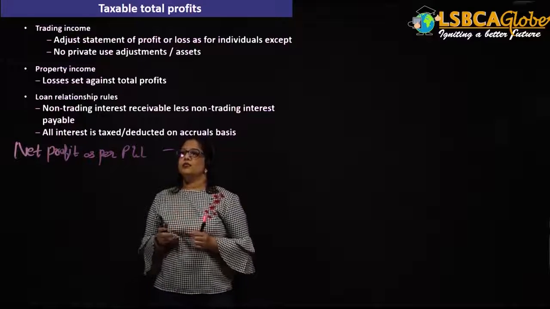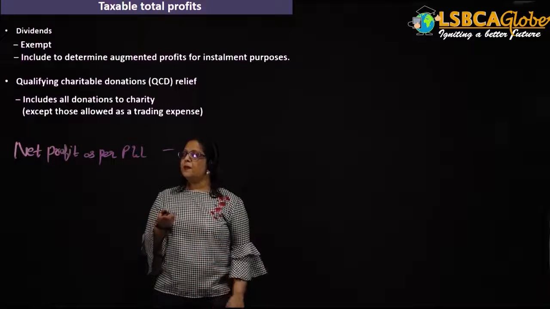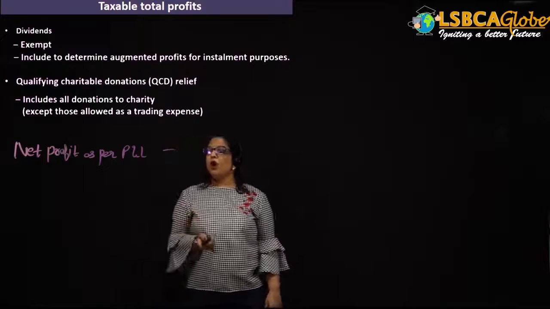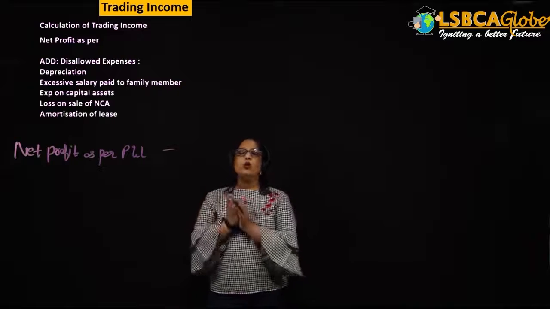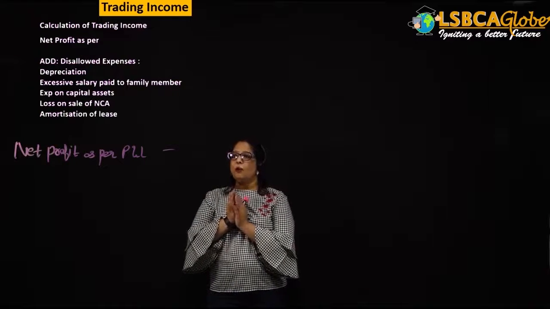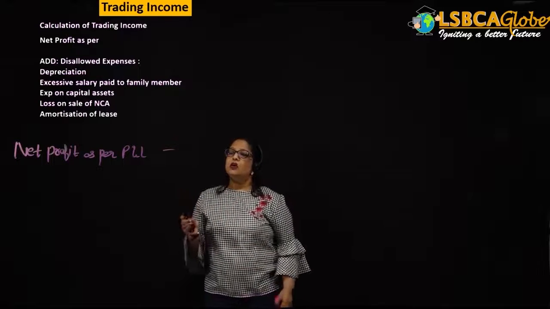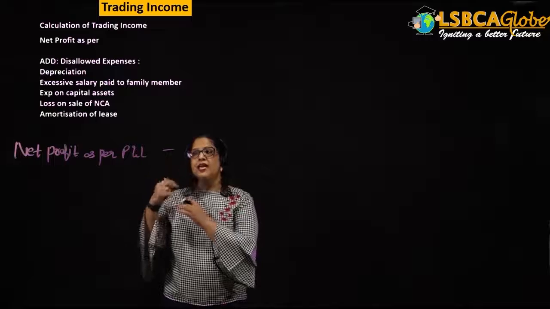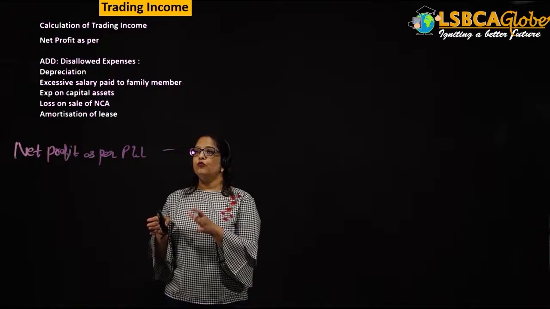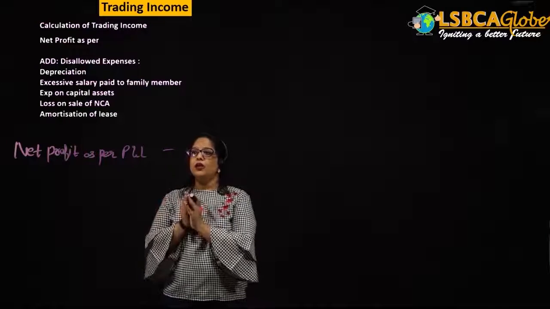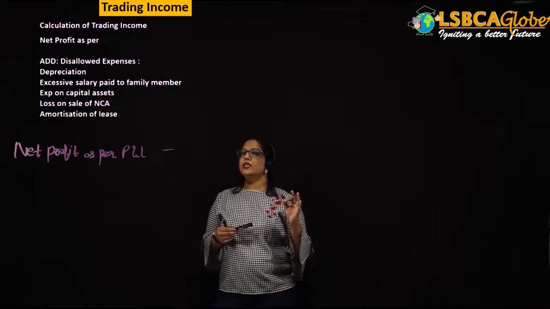Okay, now class, now just listen to how we will do it. First of all, I am going to tell you the format of trading income. Now class, just look at the format. You can note it later on. This is a comprehensive format. I have included all the figures here. You are not going to get any amount or any figure other than what I have included in the format. Now class, look at the format. Net profit, add disallowed expenses.